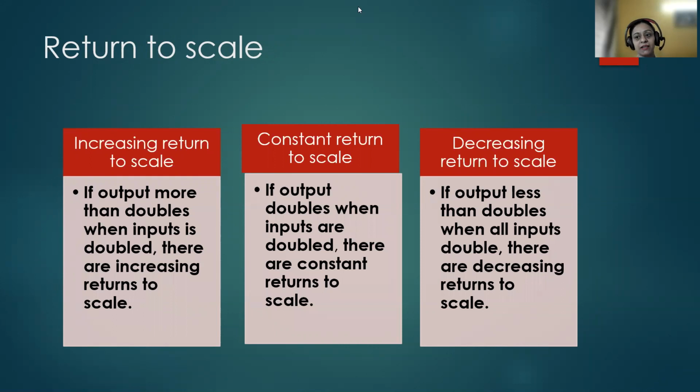Let us talk about the returns to scale. Increasing returns to scale: when, for example, we double the input and the output is more than doubled, we say that increasing returns to scale are operational. When on doubling the inputs, the output is also doubled, we say that constant returns to scale are operational. And when on doubling the inputs, we get less than double the output, we say that decreasing returns to scale are operational.